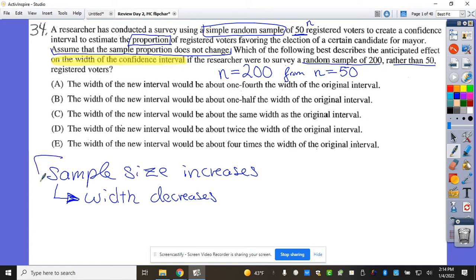This is something you definitely need to know. So at that point, I've got my new versus my old. So 1/4 smaller, 1/2 smaller, the same, twice, that's bigger. 4 times, that's bigger. Just from this one statement, you should be able to knock it down to between A and B.